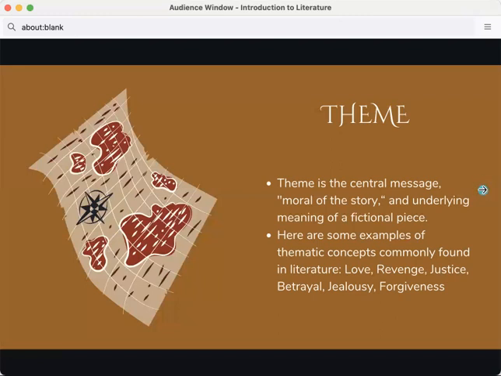For example, if you have found the meaning of the symbol, maybe you can make a conclusion or try to draw a golden thread that probably the theme of the story is about love, or maybe revenge, or justice, betrayal, jealousy, forgiveness. So it is based on your analysis of the literature work.